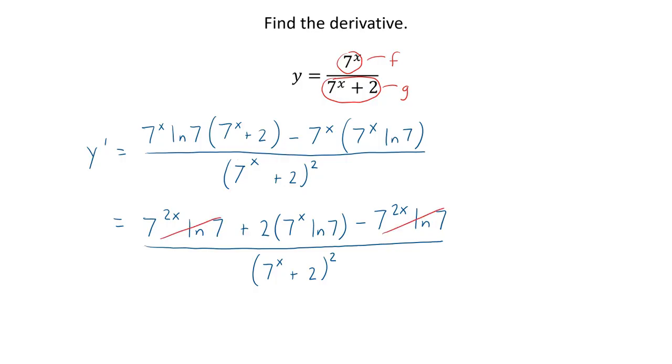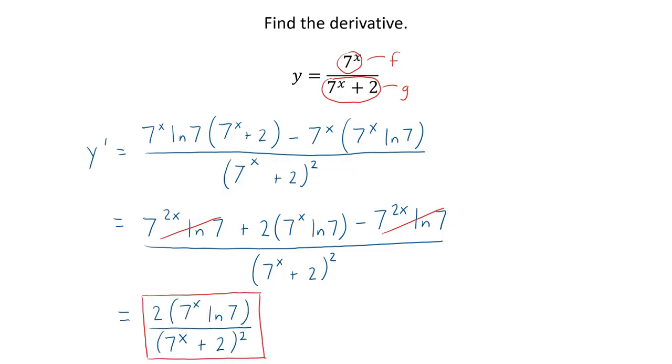Simplifying the numerator further, we see that 7 raised to the 2x times ln 7 and minus 7 raised to the 2x times ln 7 cancel out. And that leaves us with our final simplified derivative of 2 times 7 to the x times ln 7 in the numerator over the quantity 7 raised to the x plus 2 squared in the denominator.